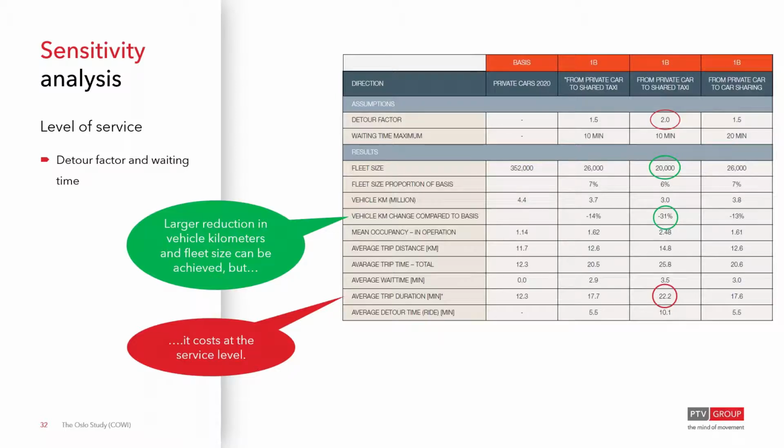And it's increasing because if you look just below the minus 31%, you can see 2.48. That's the occupancy, the average occupancy whilst the vehicle is in operation. So we've increased the occupancy from 1.62 to 2.48. Great news for the operator.